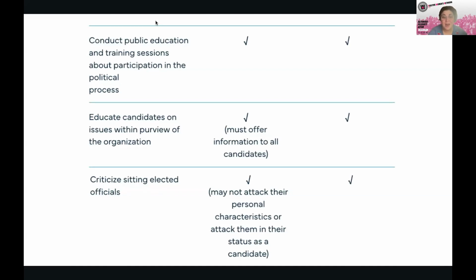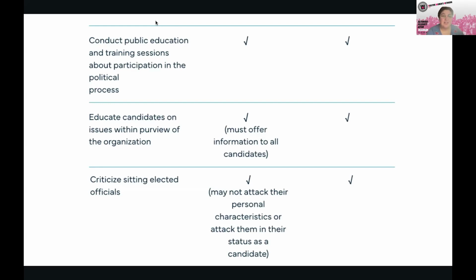We can absolutely do that as long as we don't attack personal characteristics or attack them in their status as a candidate. Say if Biden were to run again, which we know he's not, but if he was going to, then we wouldn't be able to say, well, I didn't like what he did this term, so don't vote for him next term. That kind of thing.